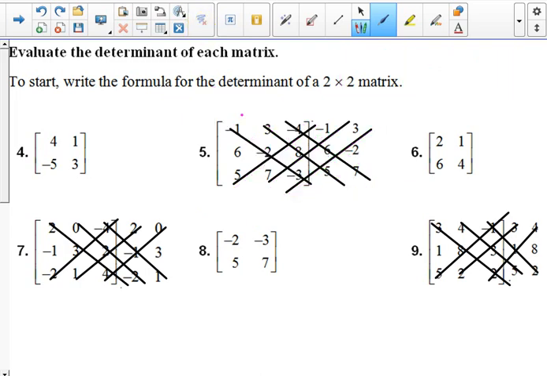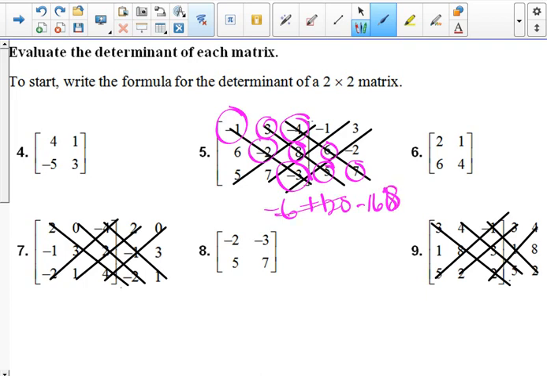So let's get the first number. Negative 1 times negative 2 times negative 3 is going to be a negative 6. 3 times 8 times 5, well, that's 40 times 3, it's 120. And then 7 times 6 is 42 times negative 4 is negative 168. Okay, so that goes to 114 minus 168, that's a negative 54.